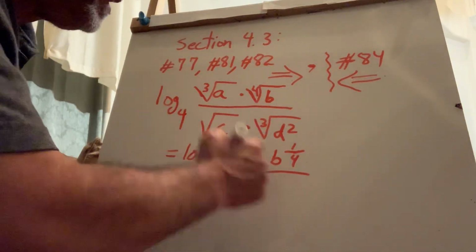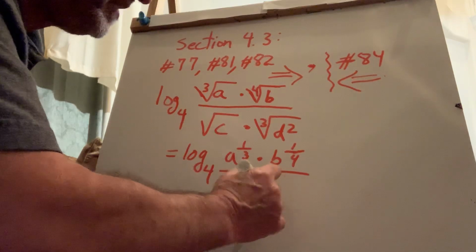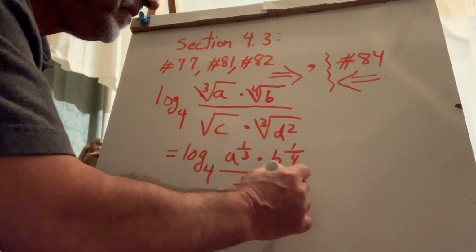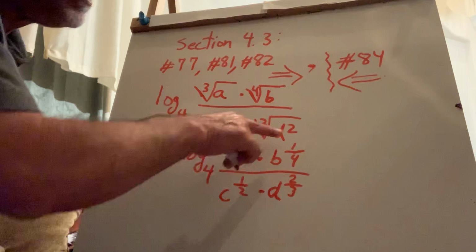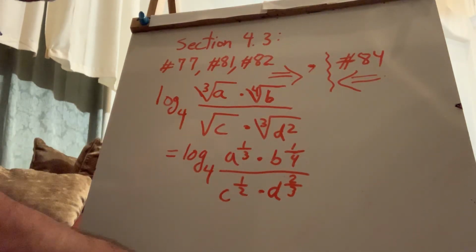Okay, and then, based on that same rule, this becomes d raised to the 2/3. So this time the top is not 1 because you do have an exponent under the cube root also.